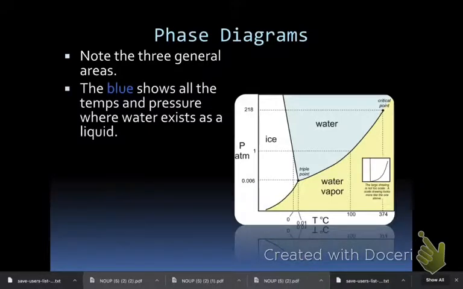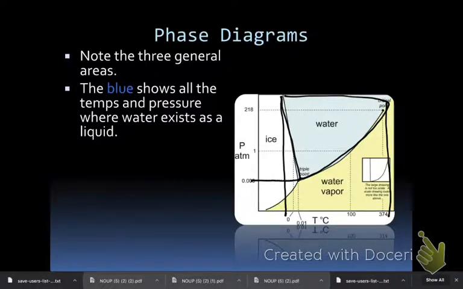So that area in blue shows all the temperatures and pressures where water can exist as a liquid. Anywhere in this little blue wedge, we can see from this temperature to this temperature, water is going to exist as a liquid. And from this pressure to this pressure up here, water can exist as a liquid. And it can't exist as a liquid outside of those parameters.